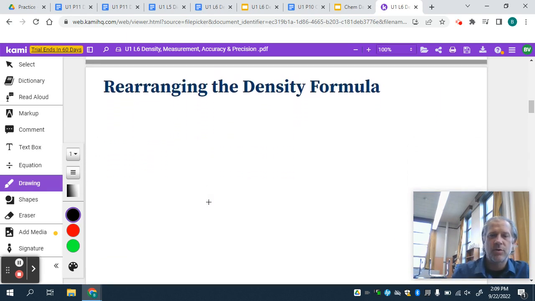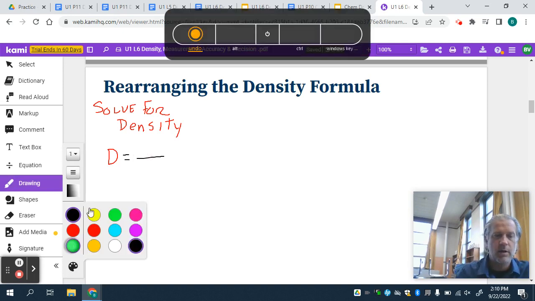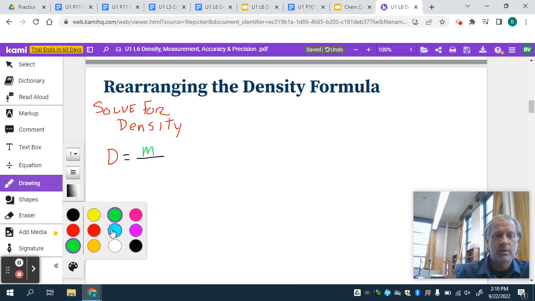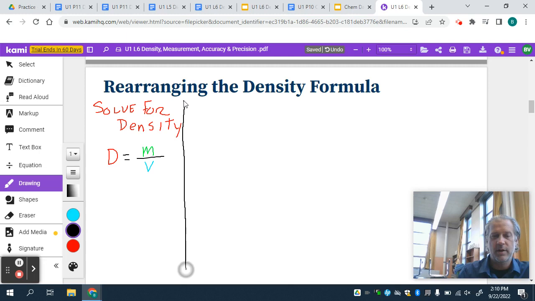So, I'm going to go through what we call the derivation, or how we get to the formula that we're going to use now. If I'm going to solve for density, I'm simply going to use the density formula. And the density formula is density is equal to mass over volume. That's the only formula you need to solve for density.